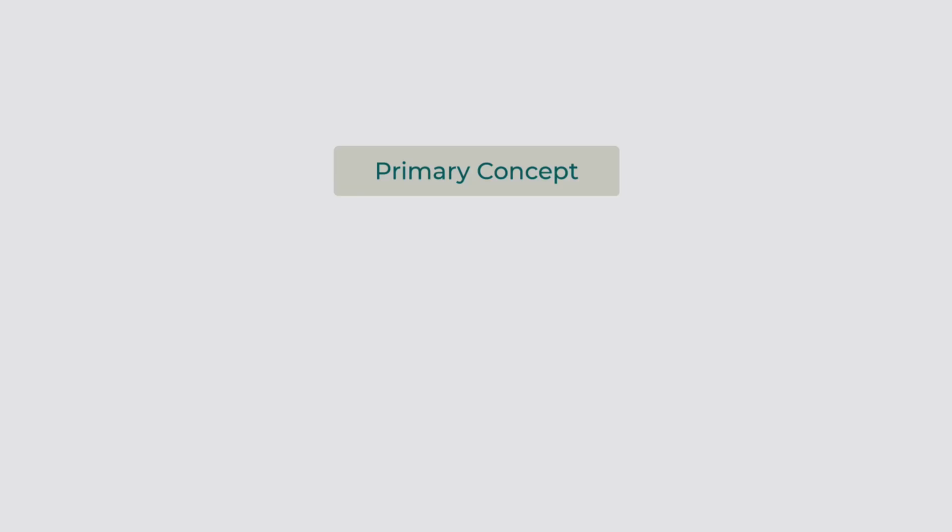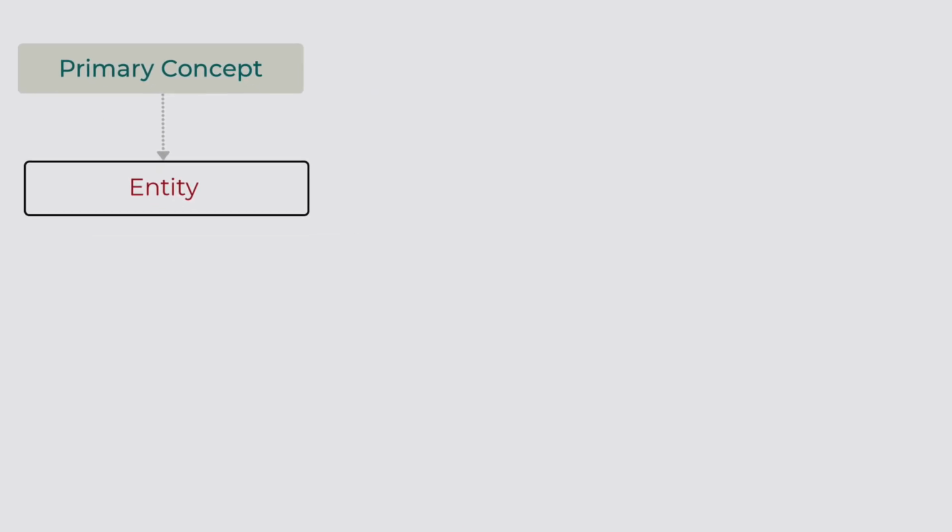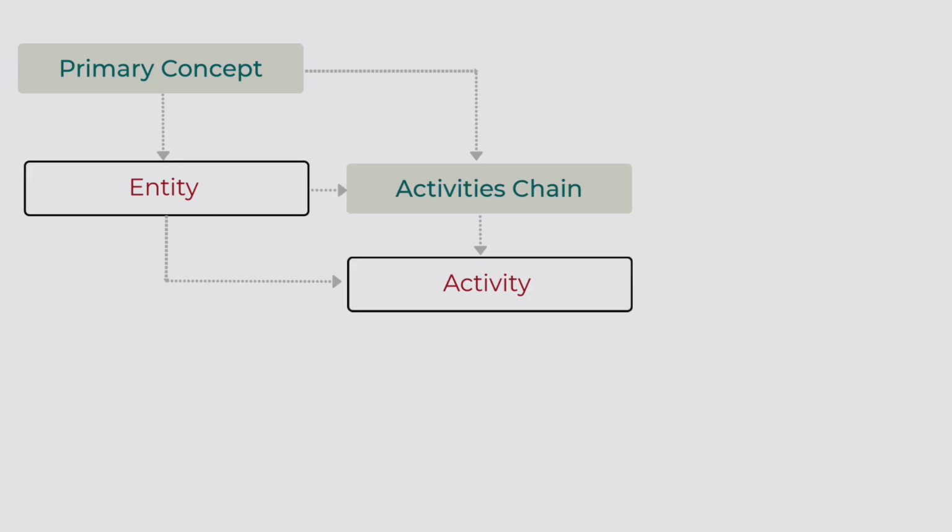Let's review our journey so far. We began by defining the primary concept, a generic description of the device's function and operation. From this, we identified the entities that interact with the device. Subsequent to that, we developed the activities chain, which further details interactions in terms of function and operation to achieve a particular goal. This activities chain consists of individual activities, each representing a specific function and operation. Each activity has a subject, which aligns with the entity derived from the primary concept.